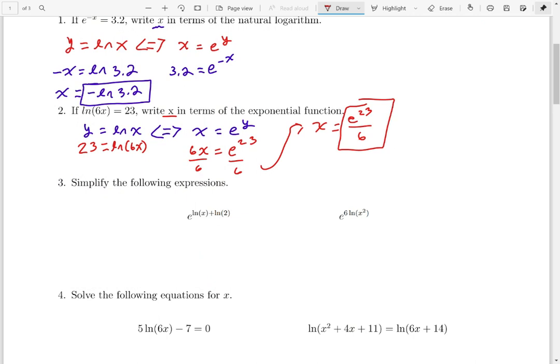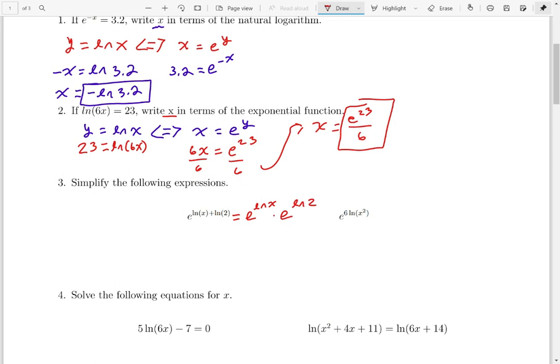Alright, so for number 3, we're supposed to simplify the following expressions. Now, what I want you to remember is that we have these things called the power rules. And the power rules are going to dictate how we work with exponents. Power rules, exponent rules, whichever you want to call them, remember that there's some properties. And so if I have e raised to a power plus another power, this is e to the natural log of x plus natural log of 2, using the power rules, that's exactly the same thing as e to the natural log of x times e raised to the natural log of 2.